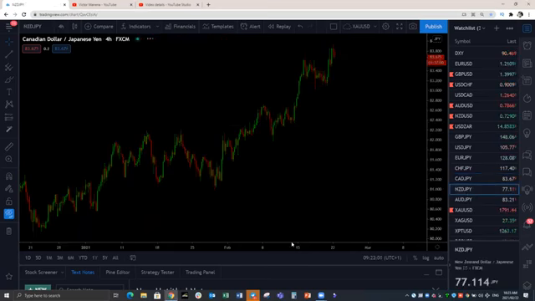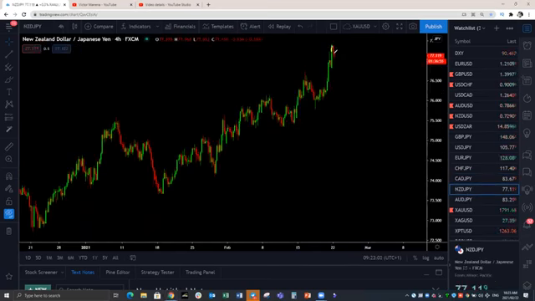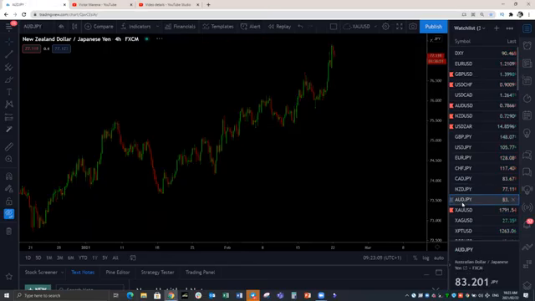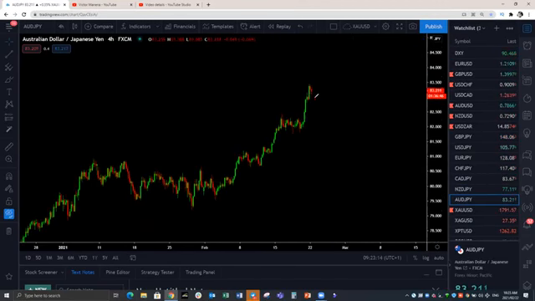New Zealand yen also pushing up higher. This is only a simple pullback. We're still expecting this to continue higher. Same as Audi New Zealand. This is not a reversal, it's a continuation to the upside.